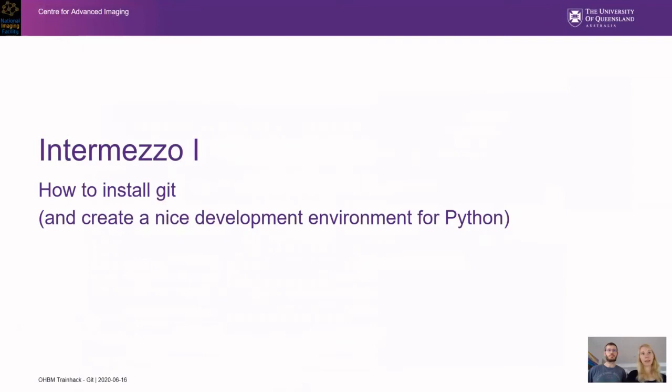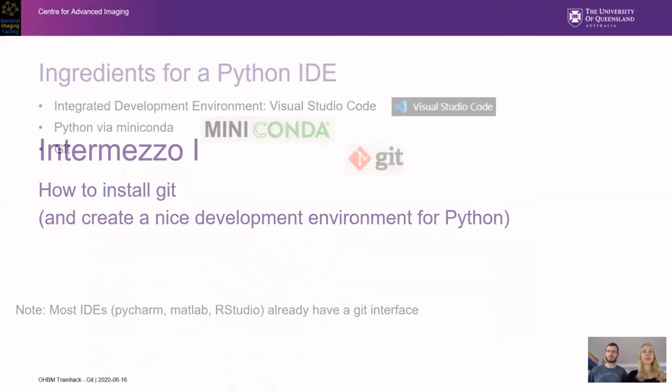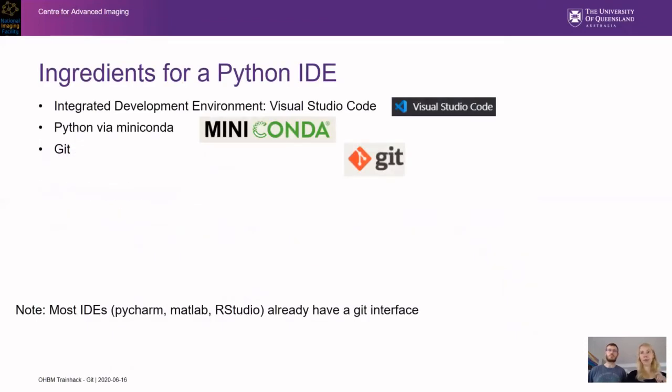And as a quick intermezzo, we won't go into details, but we have put a few slides on how to install Git and also how to create a nice development environment for Python. We won't show it, but we just want to say for our examples here, we use Visual Studio Code to also highlight a little bit the integration of Git with integrated development environments. And just to let you know, most IDEs like PyCharm, MATLAB, or RStudio already have this Git interface, which makes the workflows much nicer.